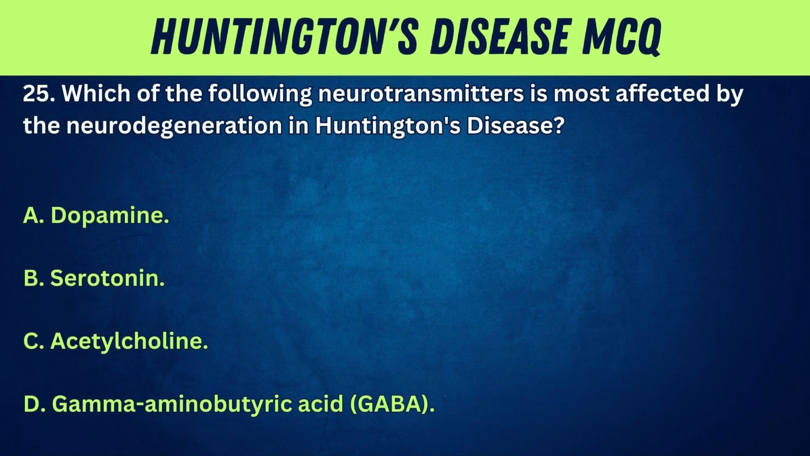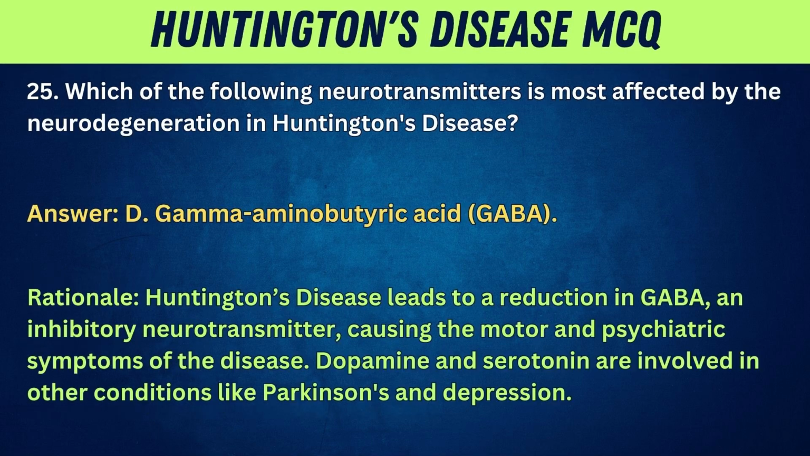25. Which of the following neurotransmitters is most affected by the neurodegeneration in Huntington's disease? A. Dopamine. B. Serotonin. C. Acetylcholine. D. Gamma-aminobutyric acid, GABA. Answer: D. Gamma-aminobutyric acid, GABA.